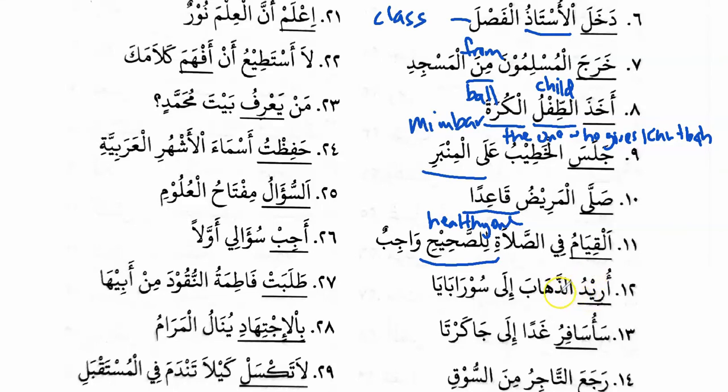Uridu zahab ila Surabaya. Zahab means to go. Uridu is I want to. I want to go to Surabaya, in Indonesia. Usafir ghadan ila Jakarta. Jakarta as well, it's an Indonesian book. Usafir, travel. I will travel tomorrow to Jakarta.